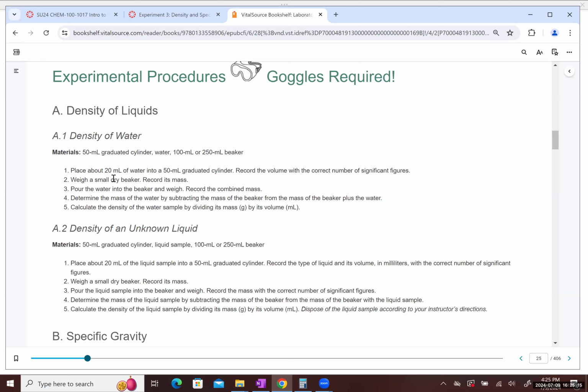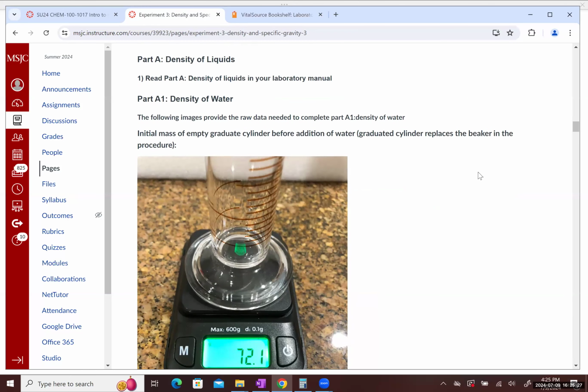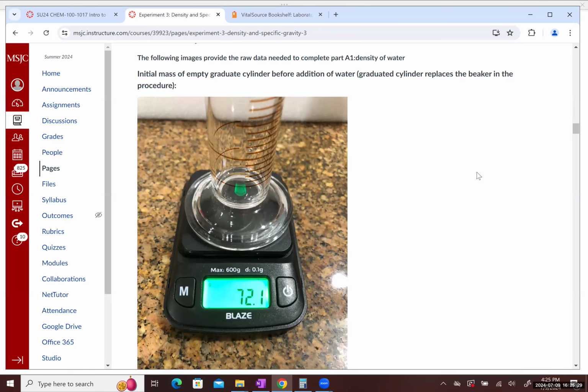Now, this procedure is fine, but there's an even faster way to do this. We don't need to necessarily weigh a beaker. We can just take an empty graduated cylinder, pour the water in, and weigh the graduated cylinder to get the mass of water. So let's take a look at the data and let's show how we're going to process the data provided on the lab page.